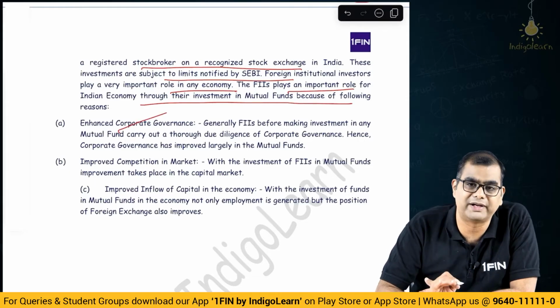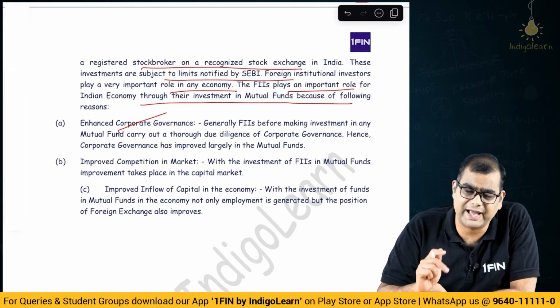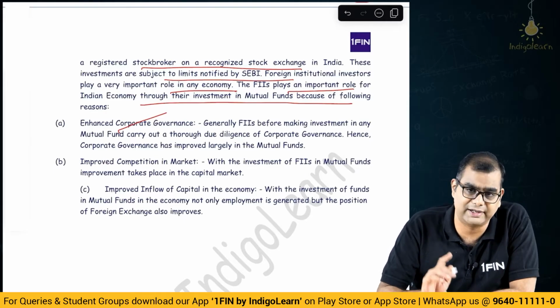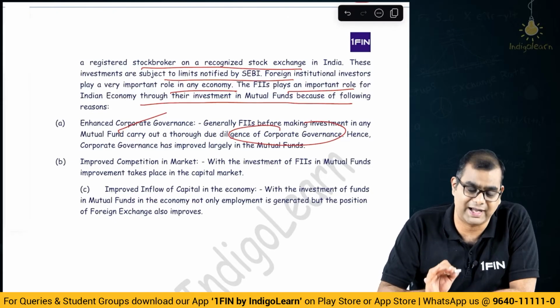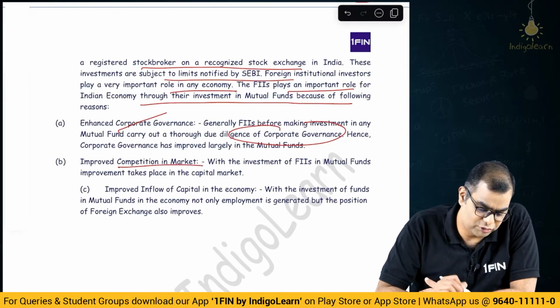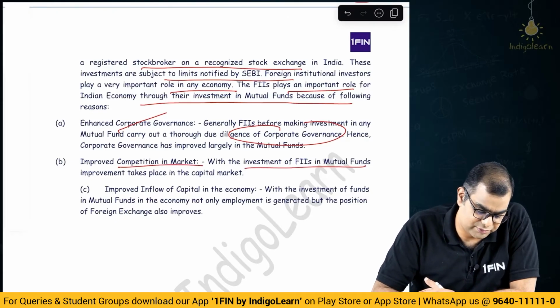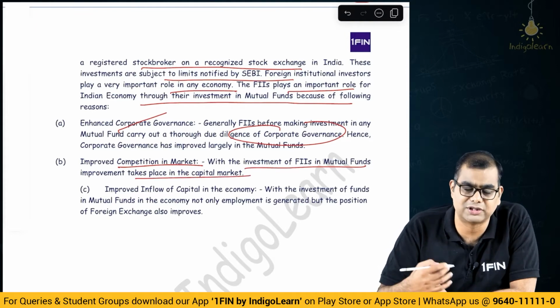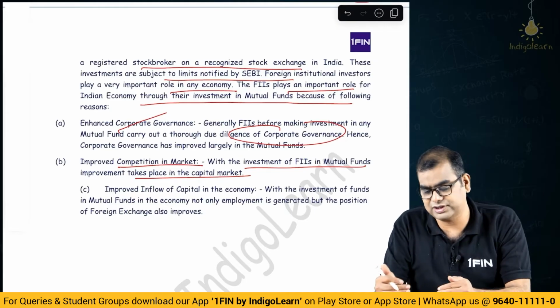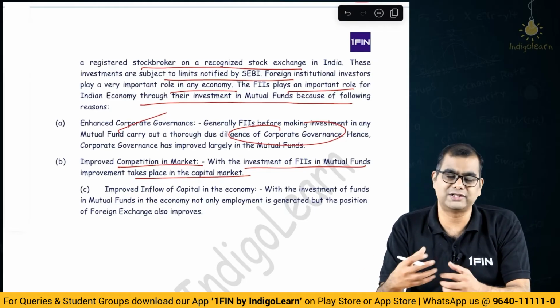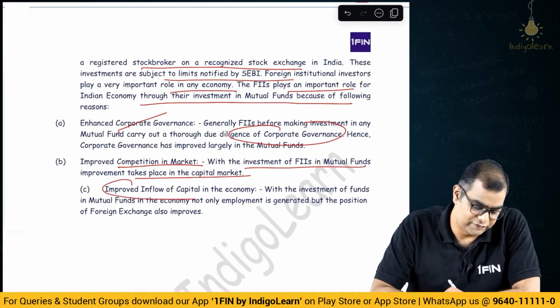One, they improve corporate governance. Because FII investors are there, they are very demanding of mutual funds and they ensure that corporate governance is of very high standards. They improve the competition in the market. With the investments of FIIs in mutual funds, improvement takes place in the capital market because more investors come in. If there are more investors, then there are more mutual funds also, and there is good, healthy competition. Improved inflow of capital in the economy.